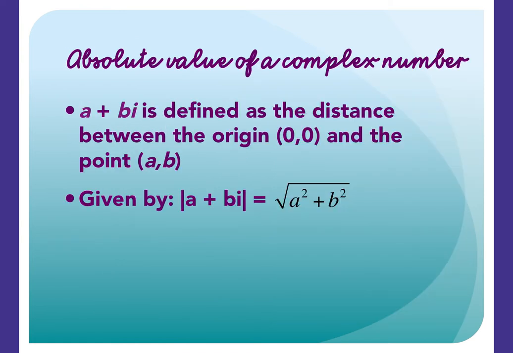All right, to find the absolute value of a complex number, we take the square root of a squared plus b squared. So hopefully that formula looks familiar, because we use it for what? Magnitude, okay? So it's like finding the magnitude. The absolute value of a complex number uses the same formula as magnitude.